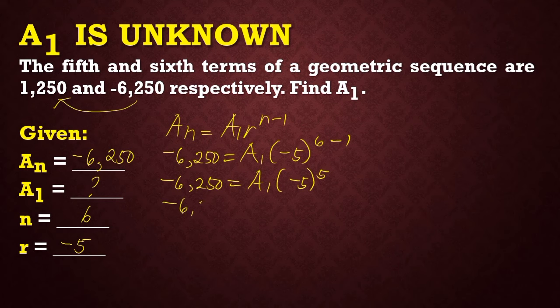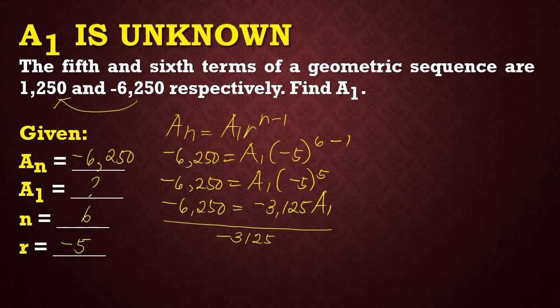Negative 6,250 is equal to, so if we raise negative 5 to the 5th power, ang makukuha nating product is negative 3,125, and then a sub 1. So, multiply nyo lang naman ng 5 beses. Negative 5 times 5, negative 5 times negative 5, times negative 5, times negative 5, times negative 5, hanggang makuha mo yung negative 3,125. Now, we divide the whole equation by negative 3,125.